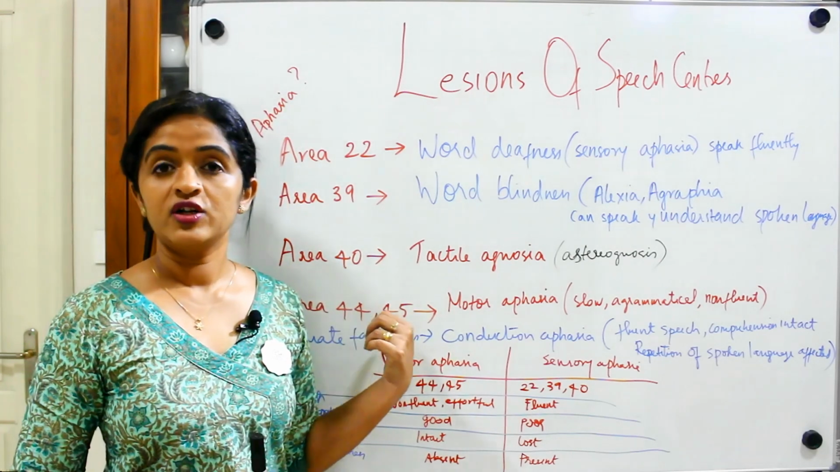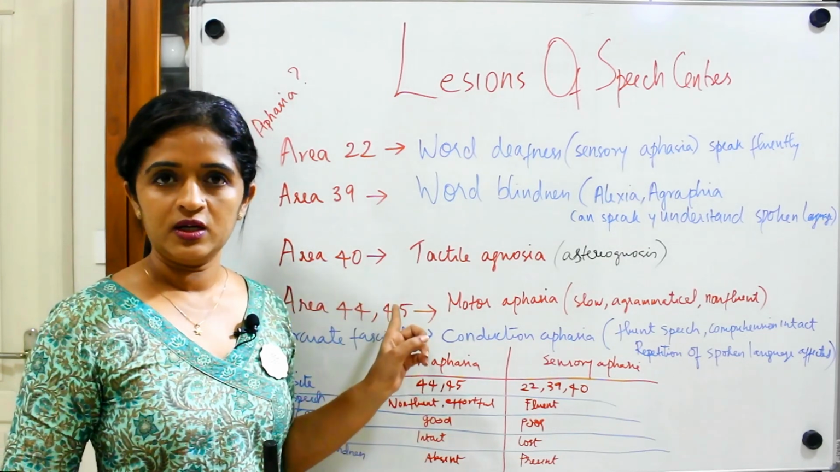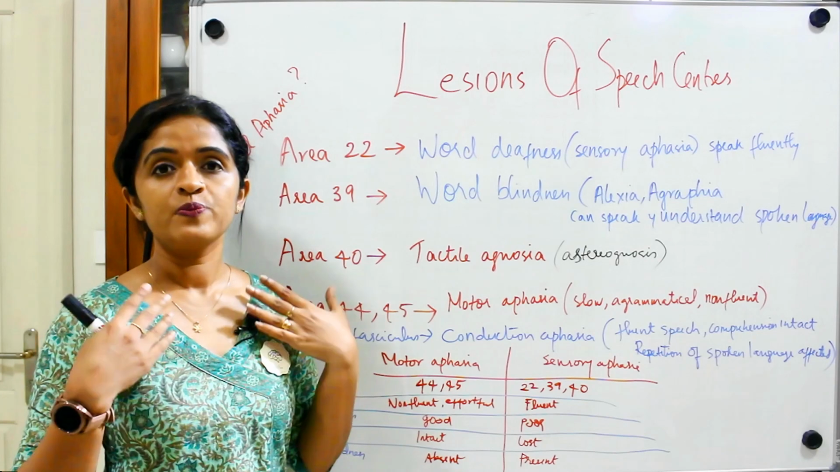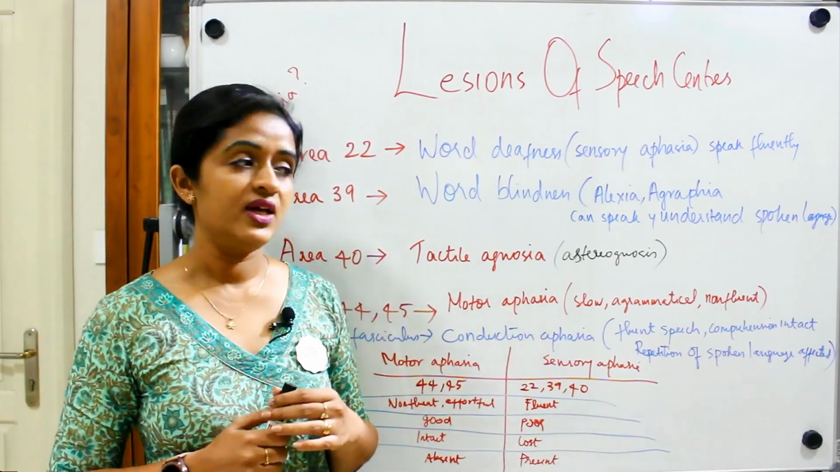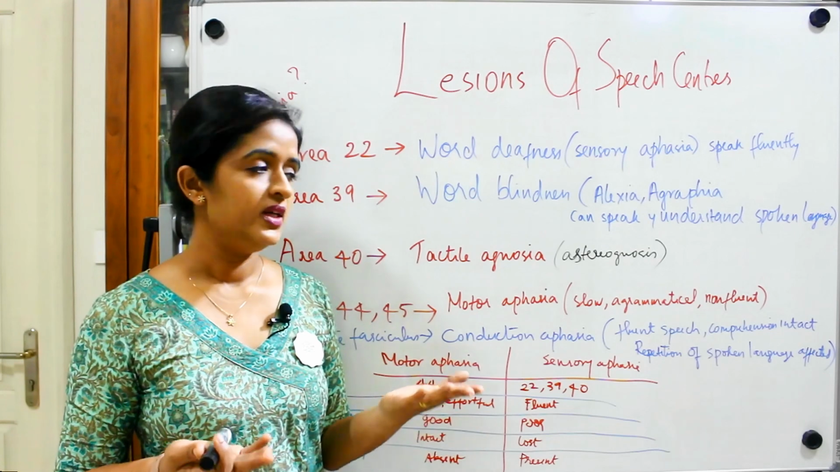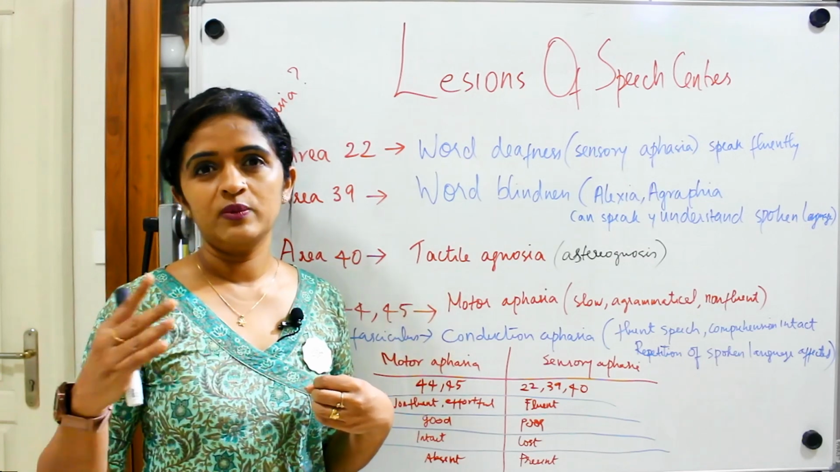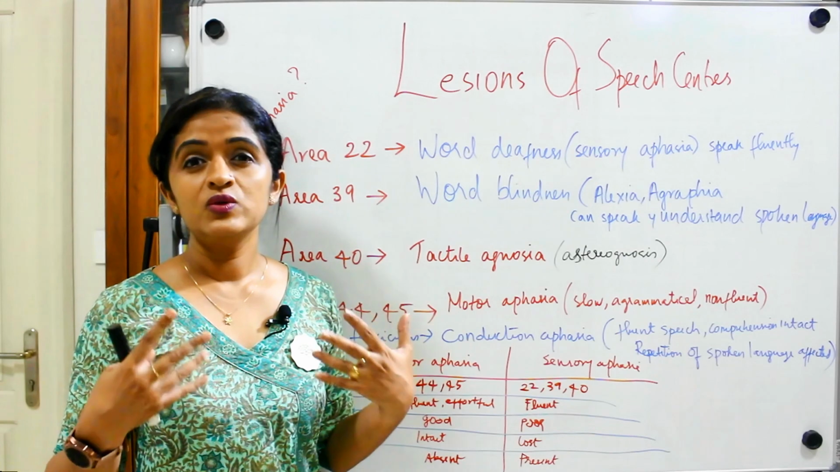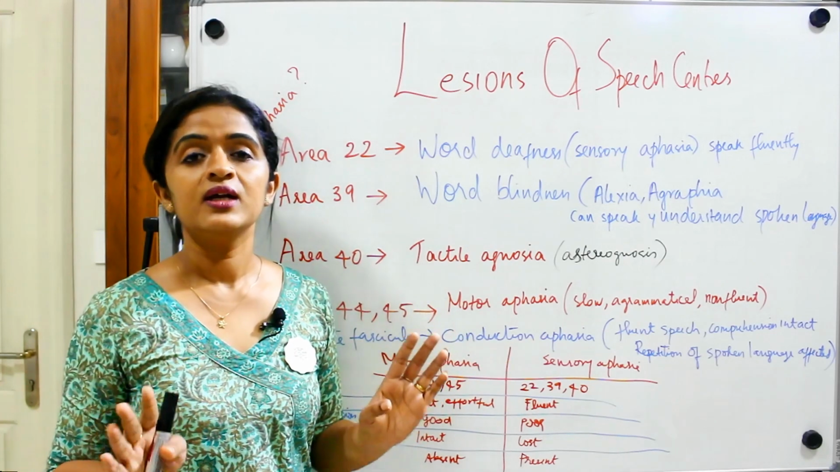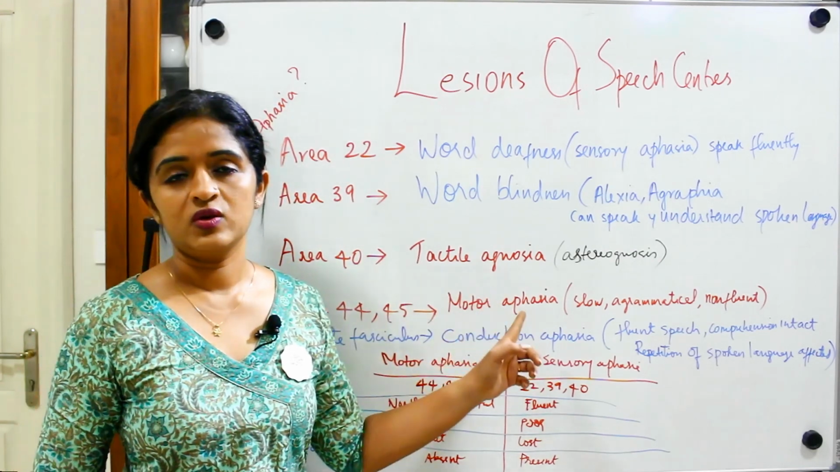Now coming to area number 44 and 45, they are the motor areas which control speech. If there is a lesion in area 44 and 45, the person won't be able to make sounds. That condition is known as motor aphasia. When they speak, their language won't be fluent. They will be very slow in speaking, the words will be agrammatical, and they will use a lot of effort to speak. Though their vocal cords, larynx and pharynx are perfect, they put great effort into speaking. That condition is known as motor aphasia.